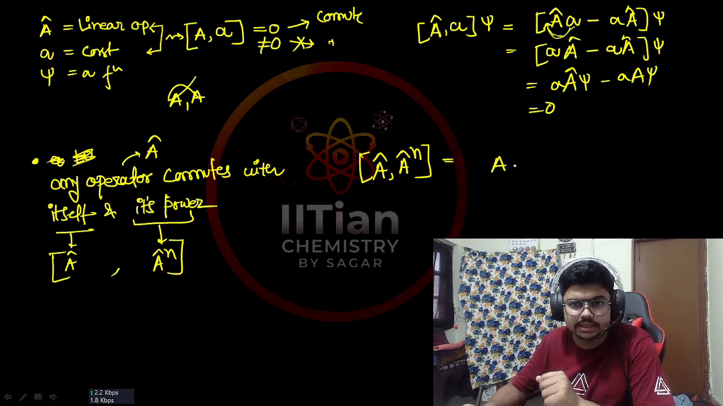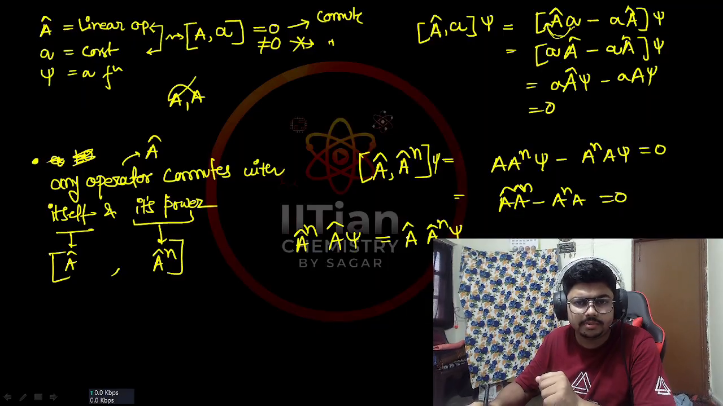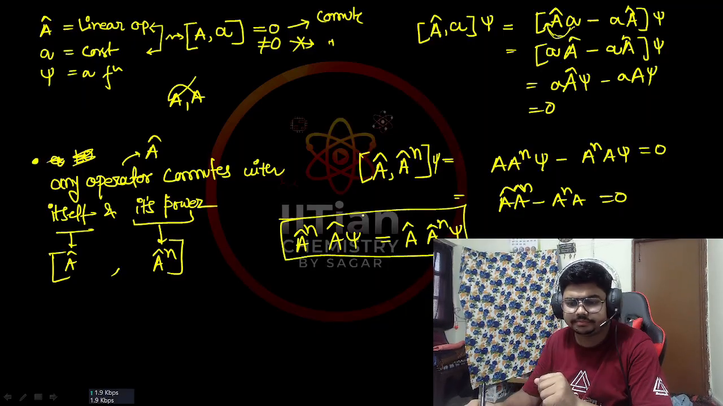That means A to the power n psi minus A to the power n A psi equals 0. Commute means this: A A to the power n minus A to the power n A equals 0. Or first you operate A on psi, then A to the power n on psi, it will be the same as first you operate A to the power n on psi, then operate A on psi. That is basically the same thing.